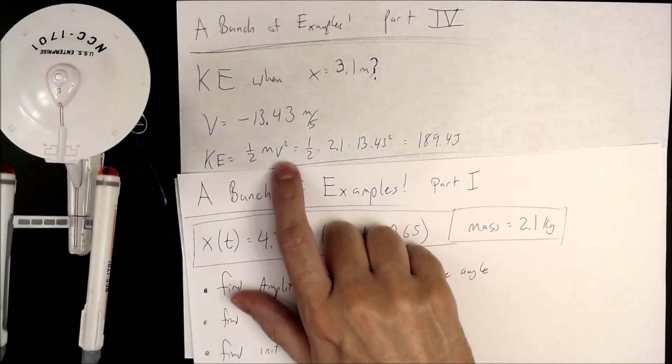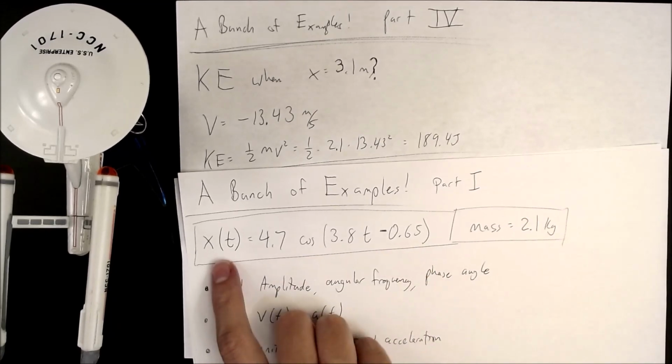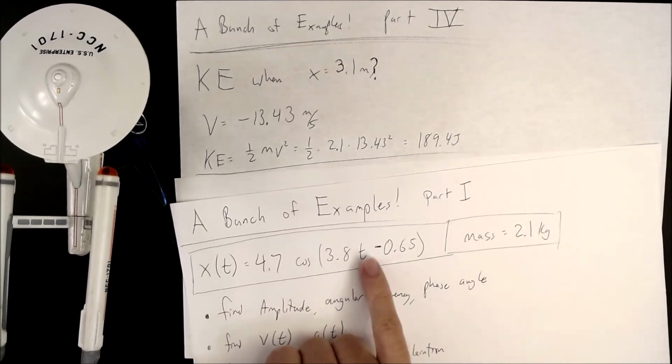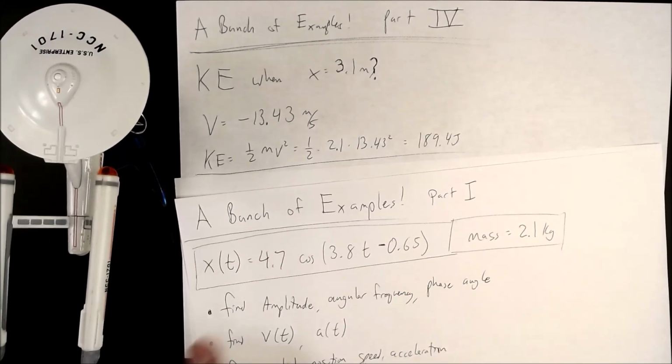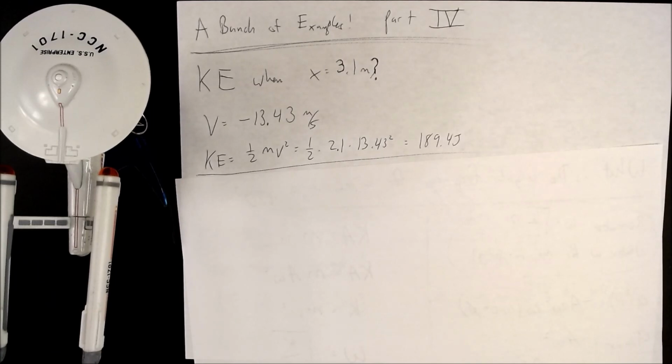Recognize you've got a mass, you need a velocity. You can find a velocity equation by taking the derivative of that, and then you can find a particular time when it'll be at that position using this equation, and then plugging that time into the velocity equation. It is a lot, but you can do it.